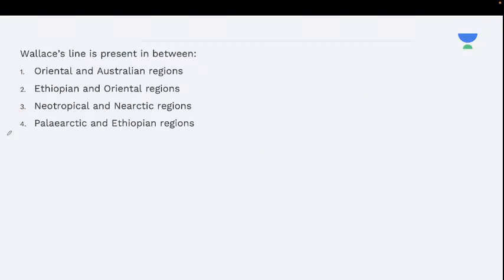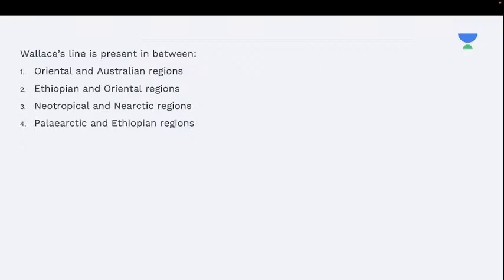Next. Wallace line is present in between. So this is a question from your geography. This is a part of ecology, so that you could understand how the species will form, how the species will grow, on which area the species will grow. So we'll understand from this.